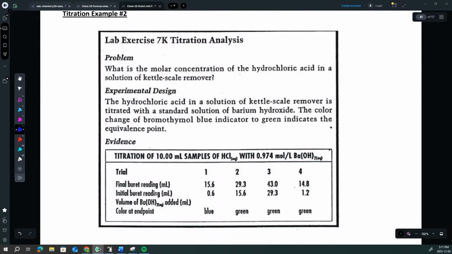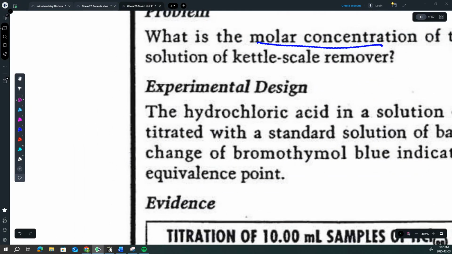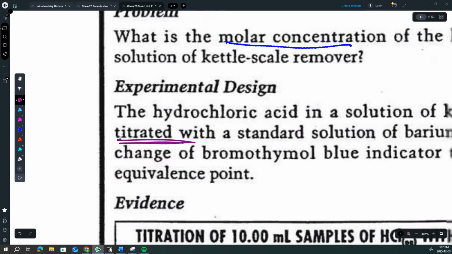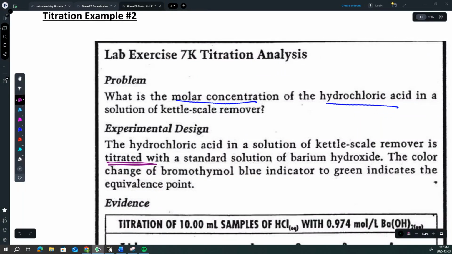Okay, so this next question is going to be very similar here. So the problem is, what is the molar concentration? So molar concentration and concentration, they are the same thing. So what is the concentration of hydrochloric acid in a solution of kettle scale remover? Experimental design, the hydrochloric acid in a solution of a kettle scale remover is titrated with, so there's our key word, titrated with a standard solution of barium hydroxide.